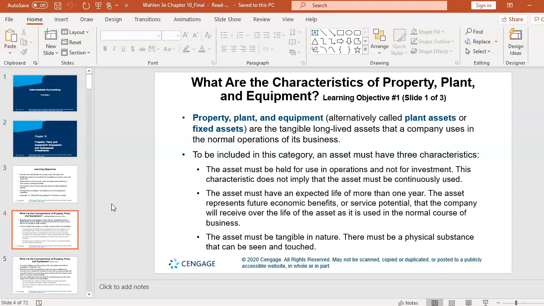So the big topic, as I mentioned, is property, plant, and equipment. But I want to make sure we set the table and talk about what this means. Other words used are plant assets or fixed assets. Obviously, they all mean the same thing. And it says they have three characteristics: held for use in operations and not investment. That's a big one. Have an expected life of more than 1 year, and it represents future economic benefit, and it must be a tangible asset, something you can look at, see, and touch. So those are what we're talking about.